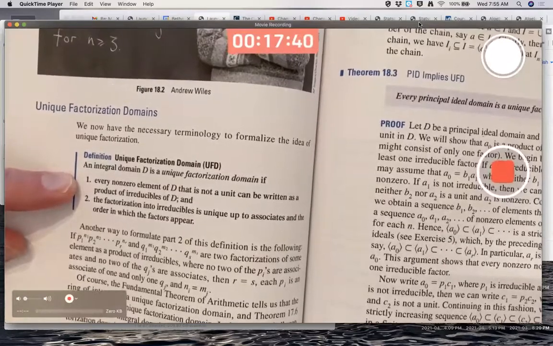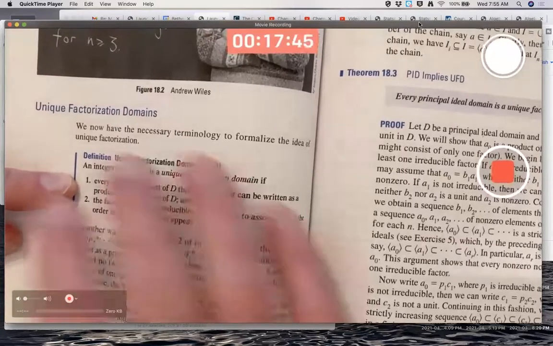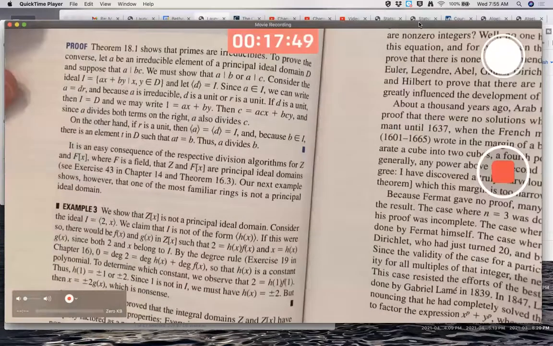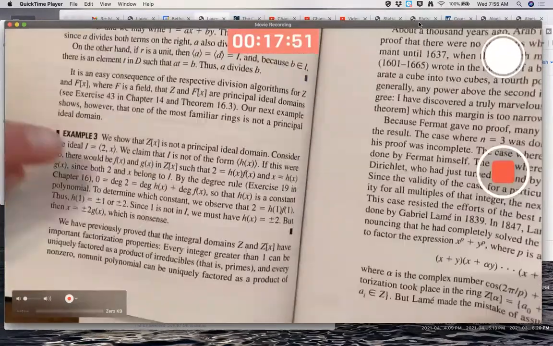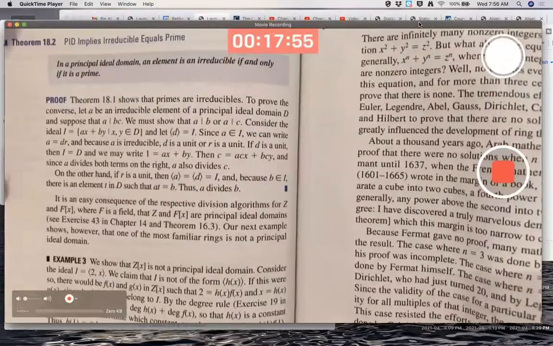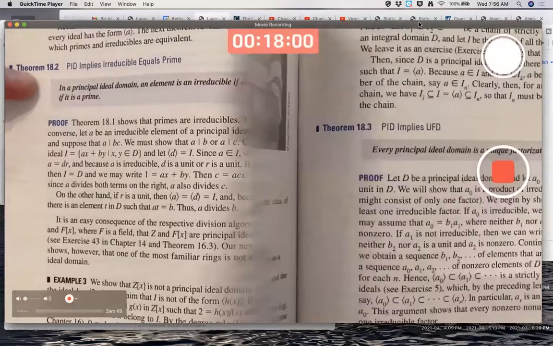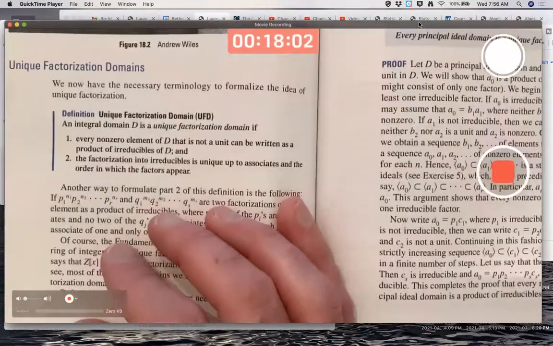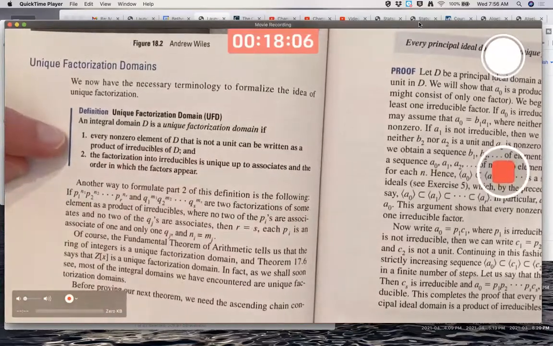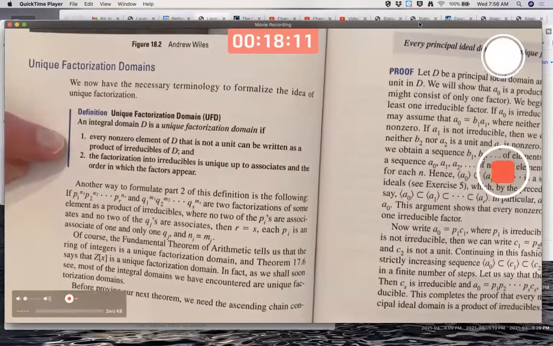And if D equals Z, which itself is a principal ideal domain. So while Z[x] is not a principal ideal domain, Z is a principal ideal domain. So irreducibility and being prime are equivalent in Z. To say that every non-zero element is a product of irreducibles means it's a product of primes in Z, because irreducibility and being prime are equivalent in Z.